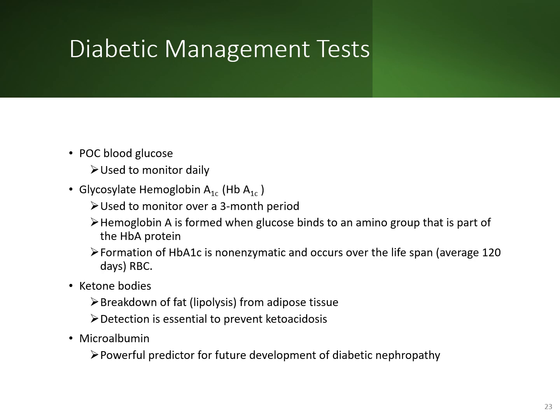A glycosylated hemoglobin A1C. And so this is used to monitor the blood glucose levels over a 3-month period. So what happens is that when hemoglobin A is formed, the glucose binds to the amino group that is part of that hemoglobin A protein. And since red blood cells have a lifespan of about 120 days, then the glucose level at the time that cell is made stays within that cell.